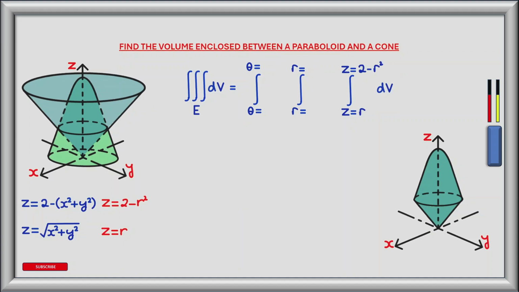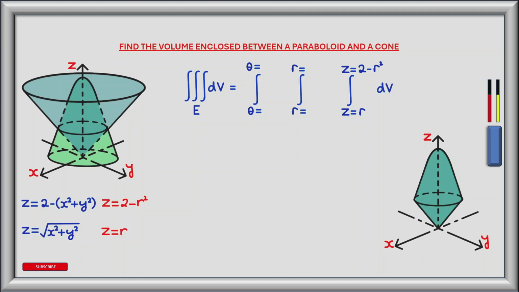The lower limit is therefore the function of the cone, so where z equals r. And the upper limit of integration is the function of the paraboloid, so where z equals 2 minus r squared. If you remember when we looked at volumes using polar coordinates, we multiplied by a height component, which was the difference between the upper function and the lower function. Well, this is essentially the same thing, except we're now using integrals to do this.